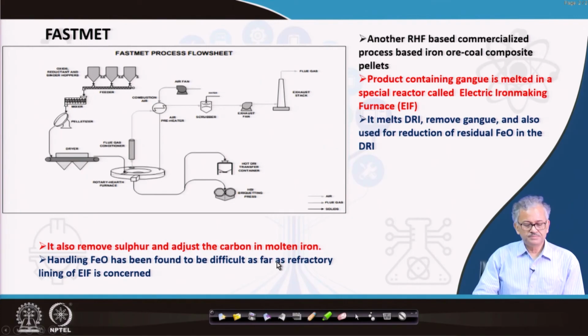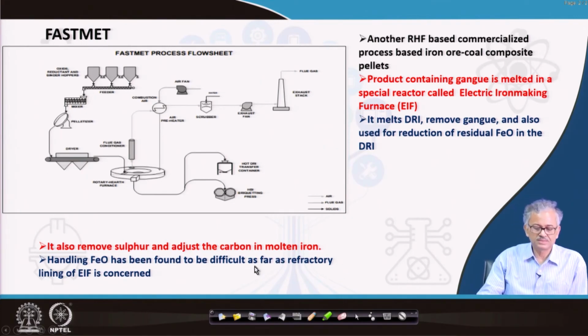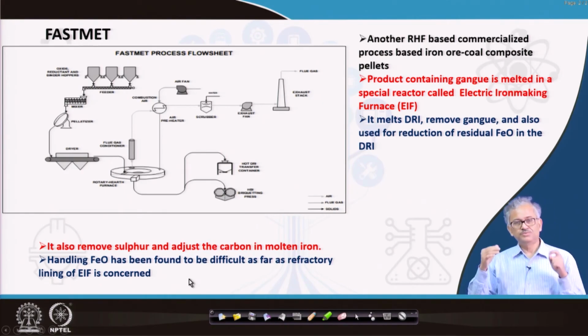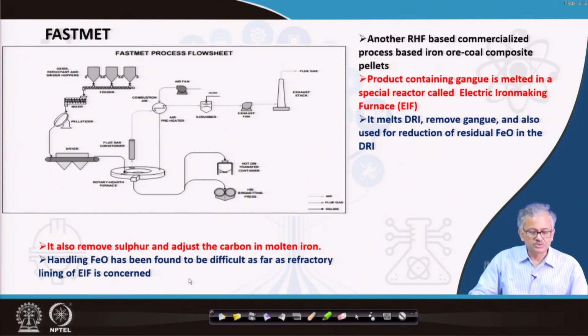Handling FeO has been found to be difficult as far as the refractory lining in the EAF is concerned. If you have a large amount of FeO, it reacts with the refractory. It has a propensity for reaction, so from ferrite it can form and all these things. Basically, a large amount of FeO has been found to be difficult as far as the refractory is concerned.